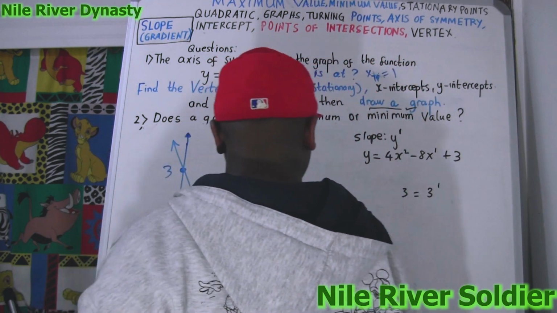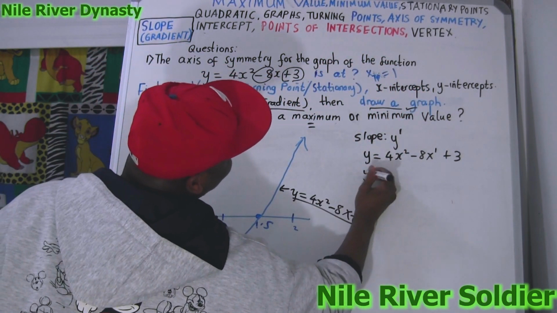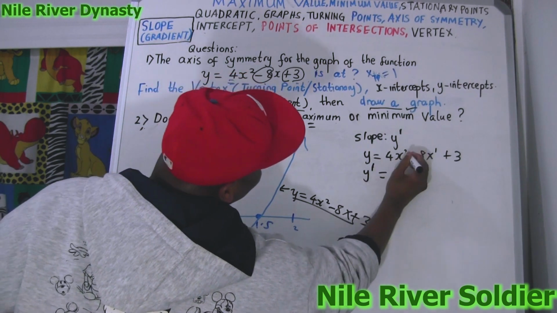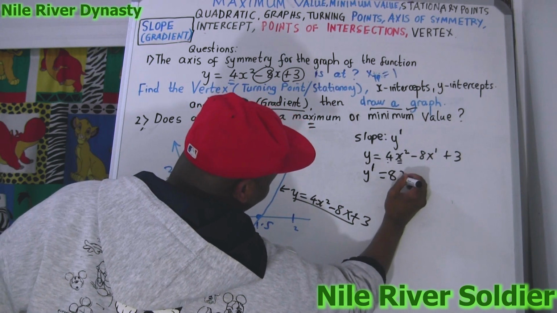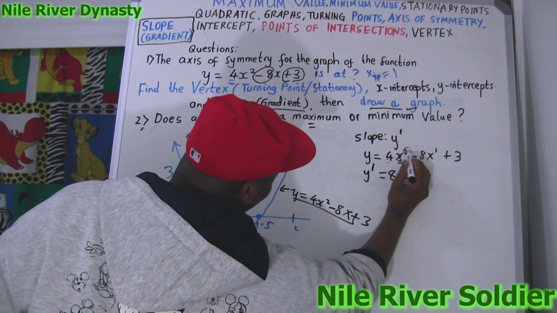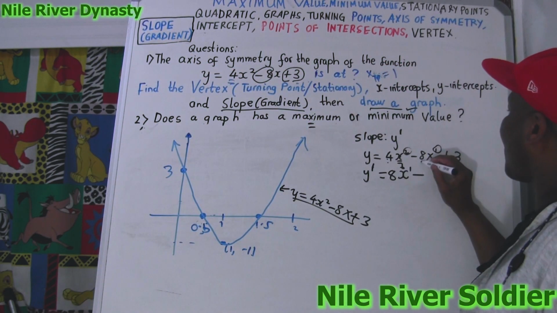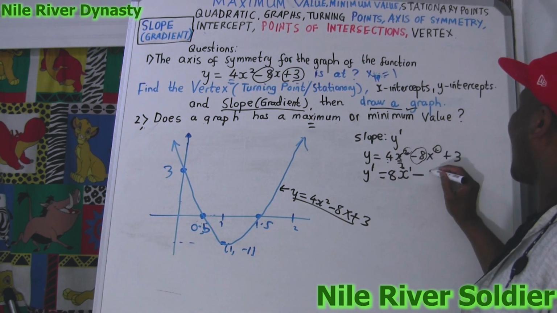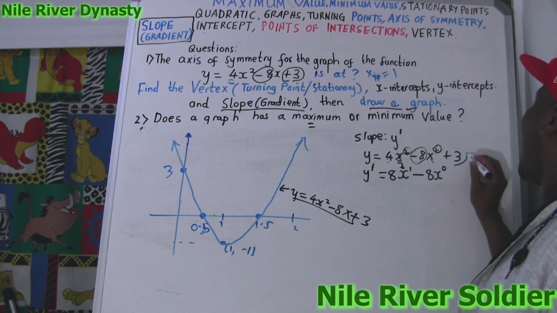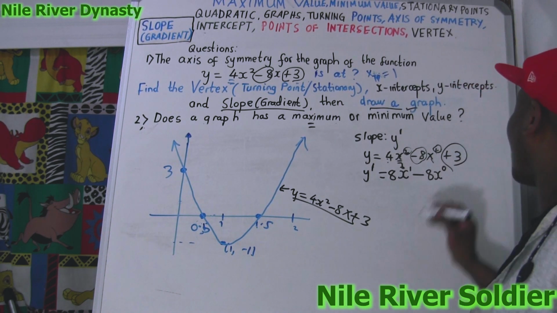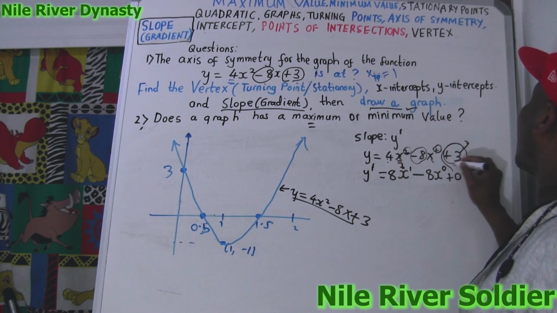Now let's get the gradient. So when you differentiate, this is going to be y prime. Take this number here, multiply by the number at the back, 2 times 4 equal to 8, drop your x, take whatever is on top, minus 1, 2 minus 1 equal to 1. Minus, now do the same here, take this number, multiply by the power, 1 times negative 8, drop your x, 1 minus 1 equal to 0. But this one does not have an x, so when you differentiate it, it is going to be 0.